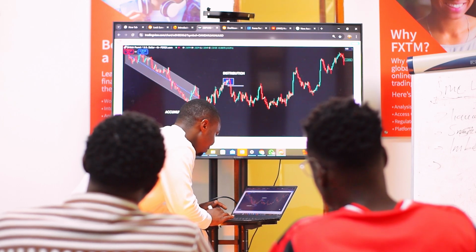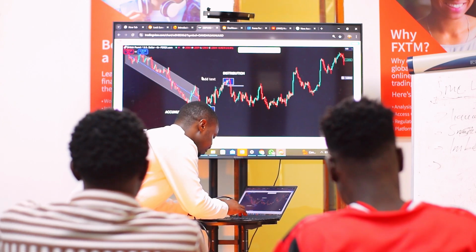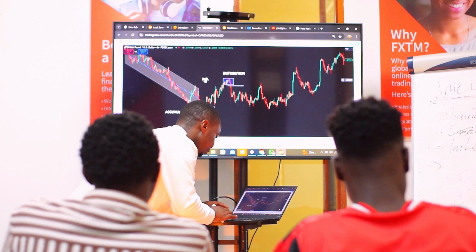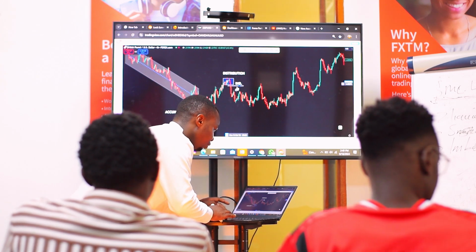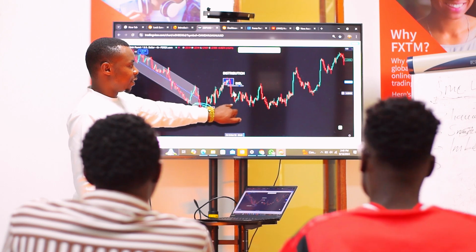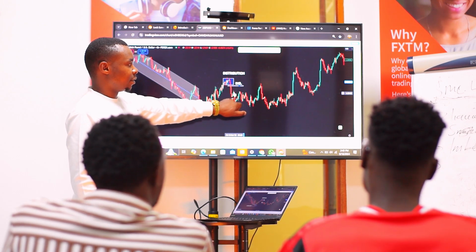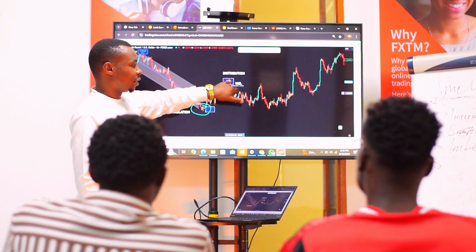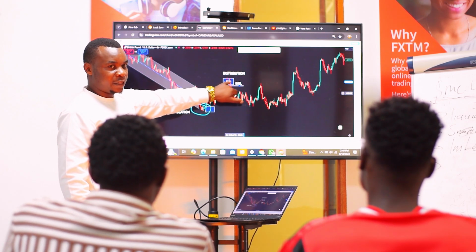Fair value gap. So in this case, we have an imbalance at that point. So we cannot take this sell. Ideally, a smart money trader cannot take this sell. A smart money trader will wait for the market to come to this point so that the order.